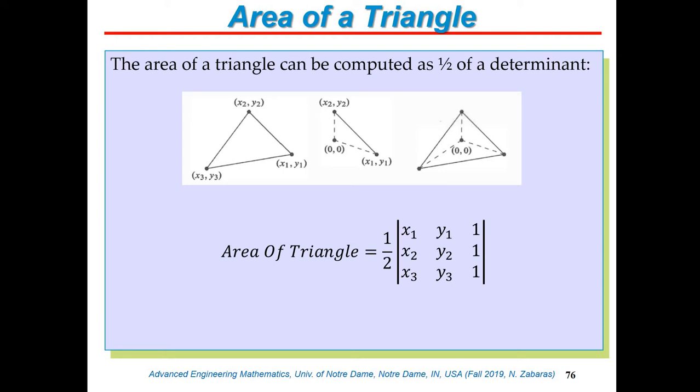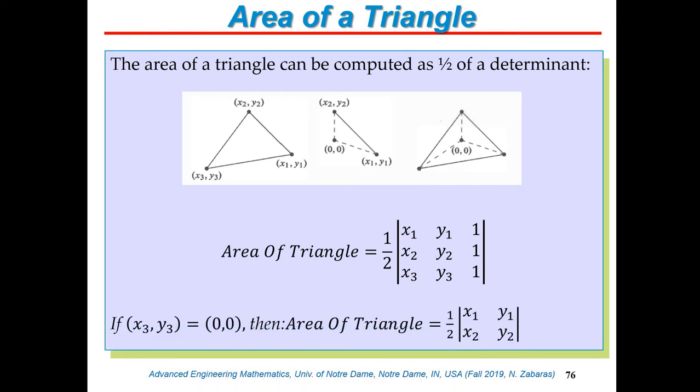I want to simplify this, and I'm going to simplify by taking one of the coordinates of the triangle, let's say coordinate 3, to be the center of the coordinate system, so to be the point 0, 0. So effectively, I can write this area of the triangle as 1/2 of x1, y1, x2, y2. Right? So the area of the triangle would be 1/2 x1, y1, x2, y2. Again, this is by taking one of the coordinates of the triangle to be the 0 point.